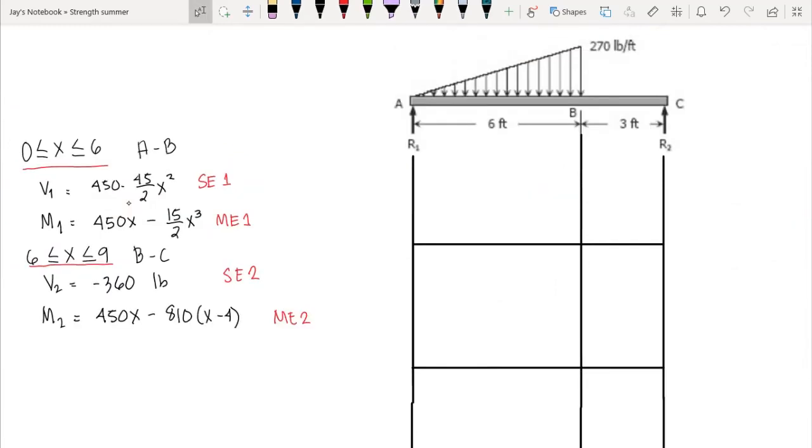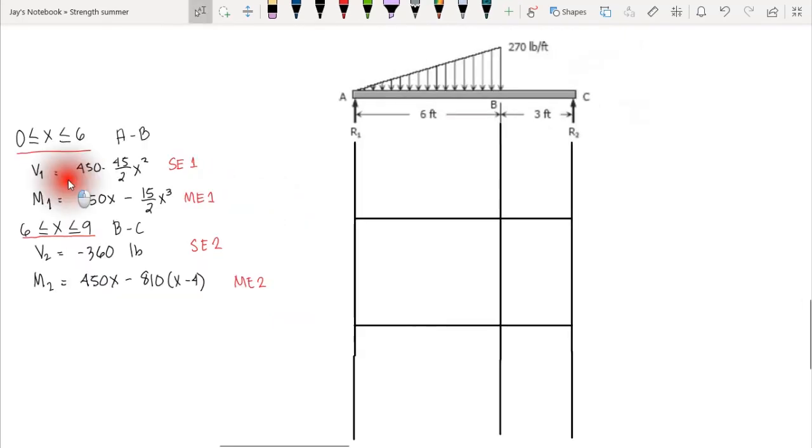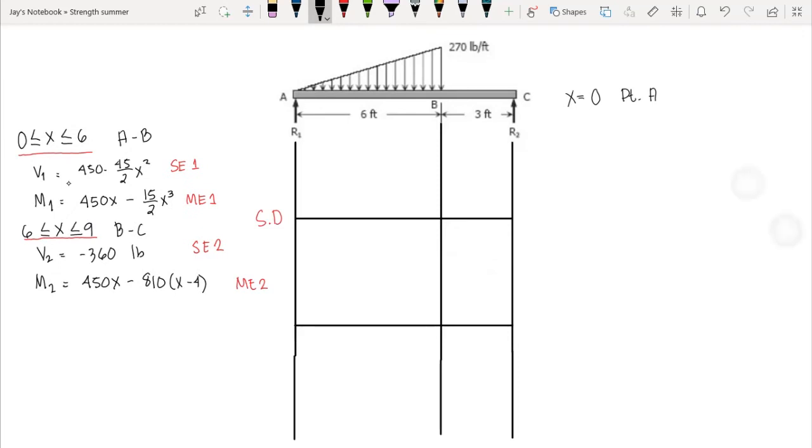So now let's compute the shear first at the leftmost point of our beam, that is at point A. Since we are dealing with A to B, we need to use this equation. So we have shear equation 1, at x equal to 0 since we are at point A. We substitute x equal to 0 in this equation, in pounds.